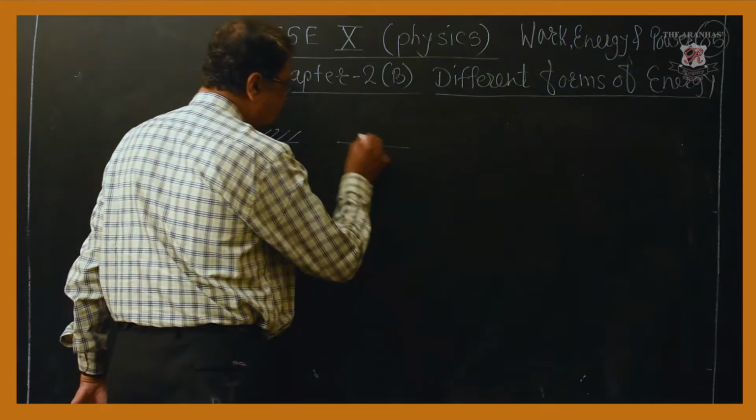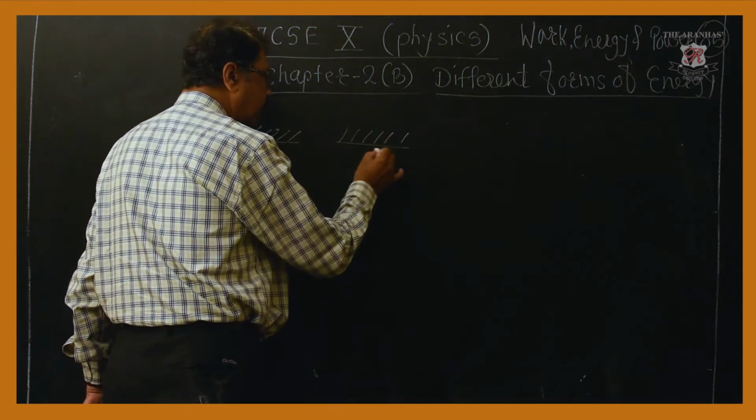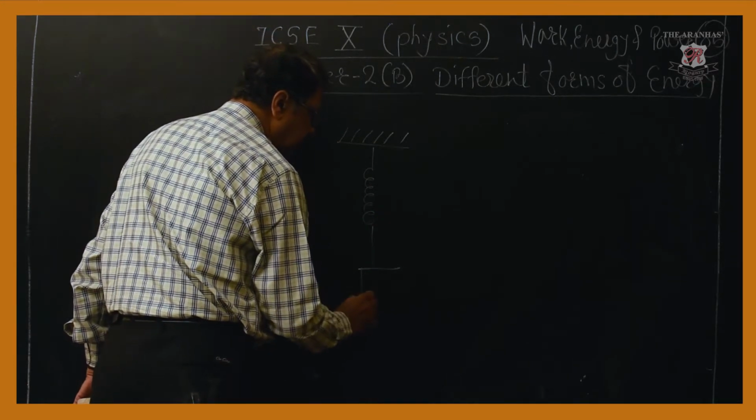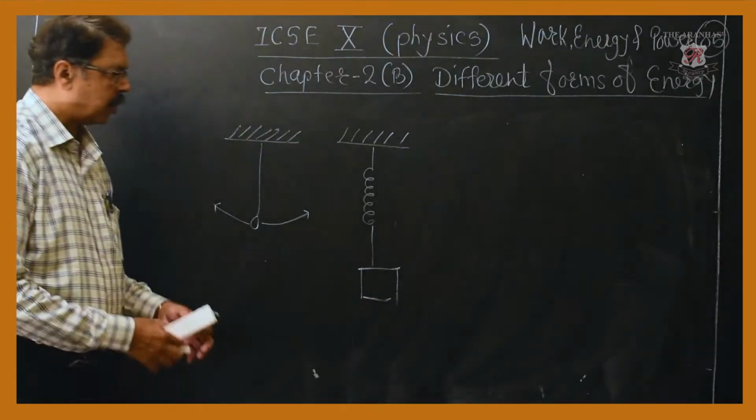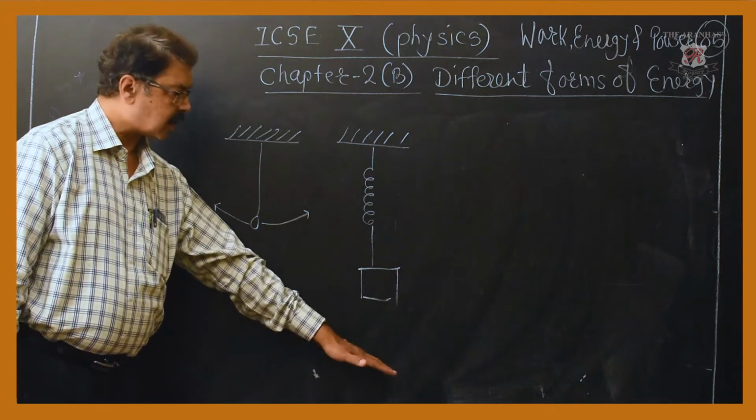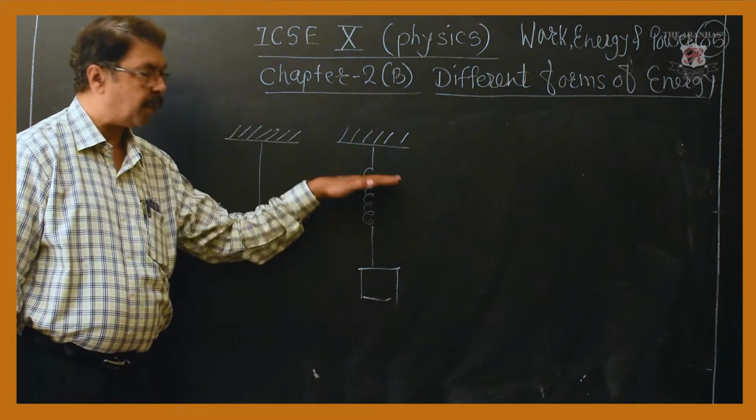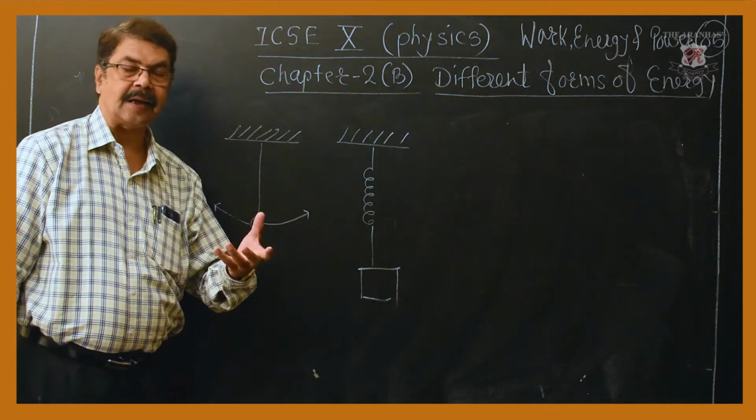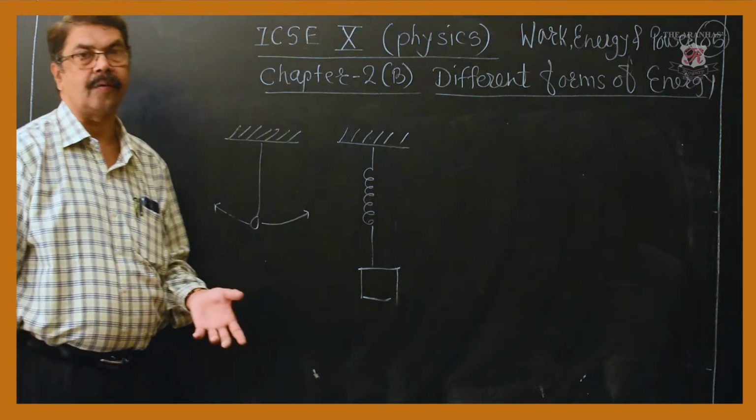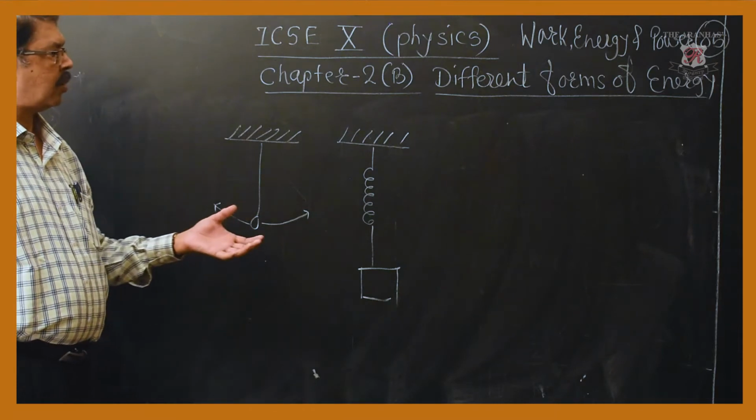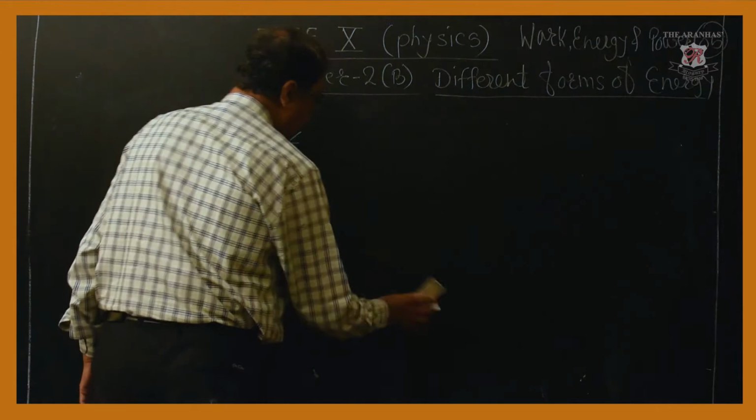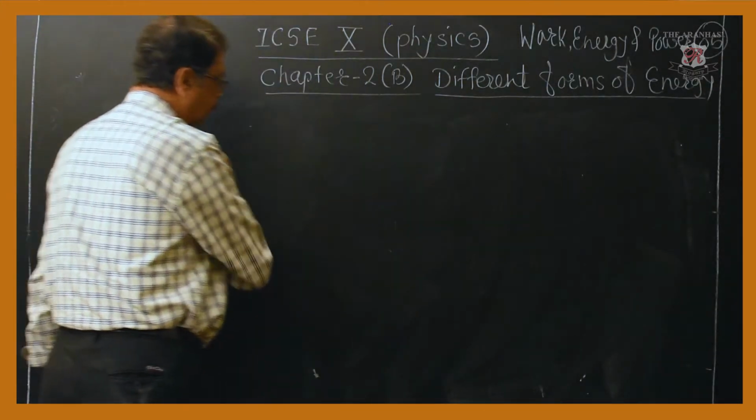Or imagine a situation where you have a spring to which some mass is attached. You pull it and release it. The mass will keep on moving along the same path. That is what is called oscillatory or vibrational motion, vibratory motion. So the third type of kinetic energy is vibrational kinetic energy.